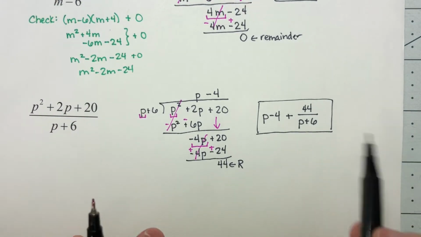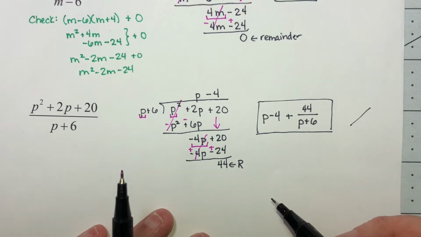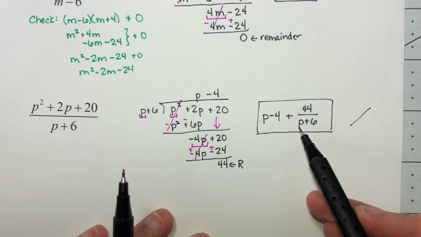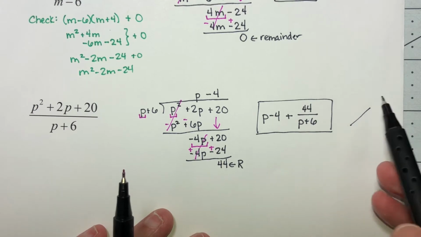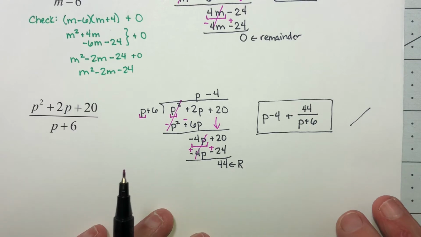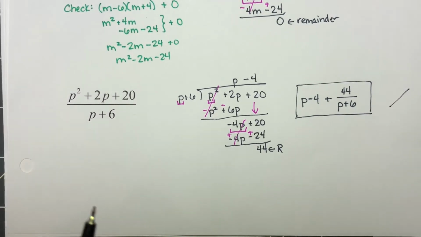This is especially important to not use your division bar like this. And the reason for this is because it can very easily look like 44 over P and then a plus 6 off to the side. And if that plus 6 looks like it slipped out from underneath the fraction, it's going to be wrong. Okay, now let's check this one.